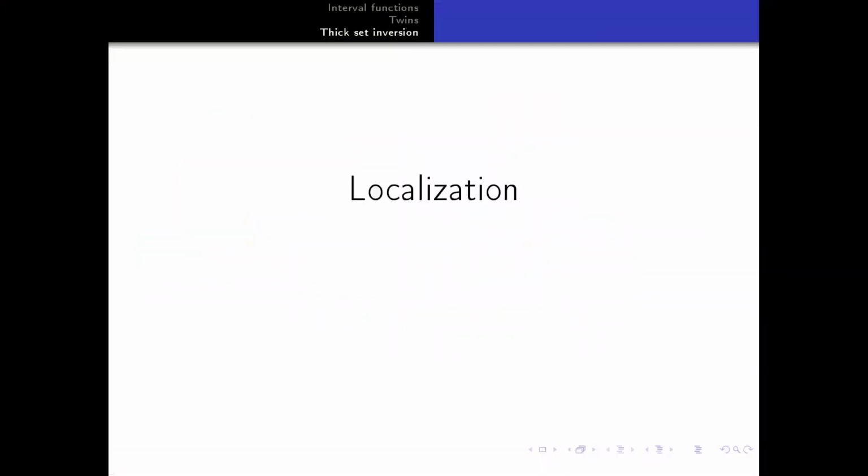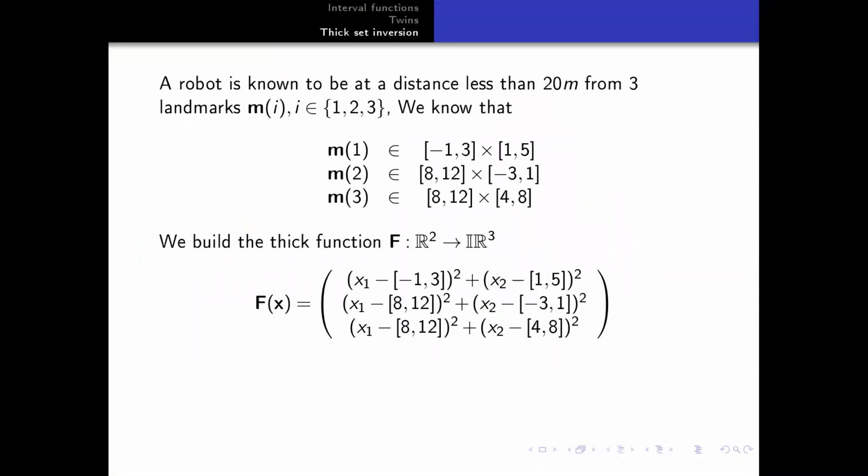Okay, so just an illustration corresponding to a localization problem. I have a robot, and it is able to hear some landmarks which emit noise, for instance. I have 3 landmarks, M1, M2, M3, which are inside some boxes, but I don't know where they are exactly. The only thing I know is that if I am at a distance lower than, let's say, 20 meters, then I will be able to hear all of them.